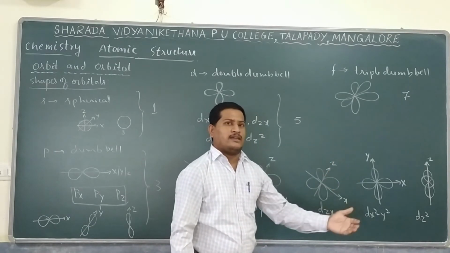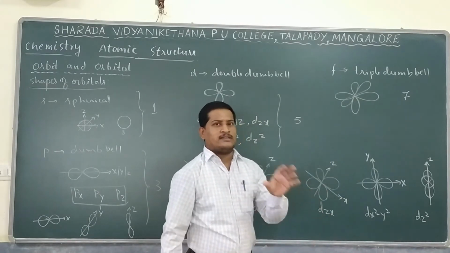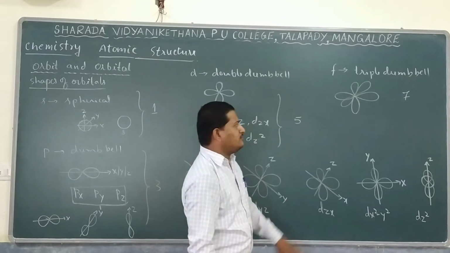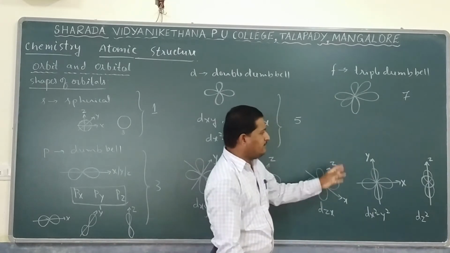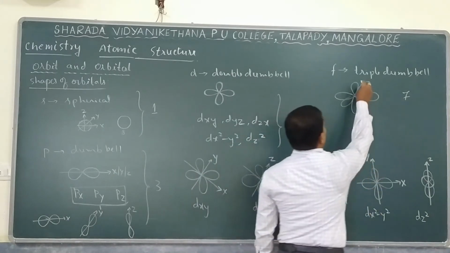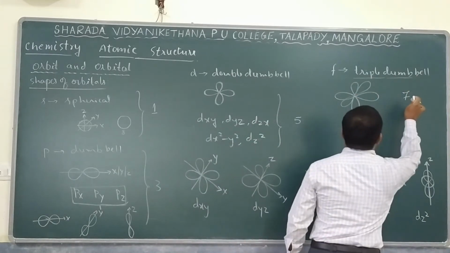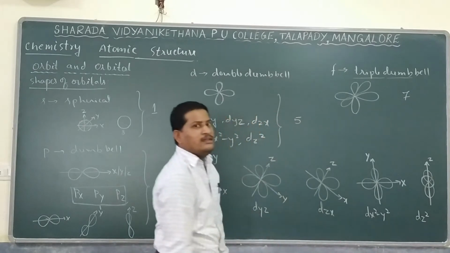fxx, fxy, fyz, like that. For practical writing it is very difficult. So we are not writing any structure or shape for the f orbital. We just say it shows a triple dumbbell shape, and totally we have 7 orbitals.